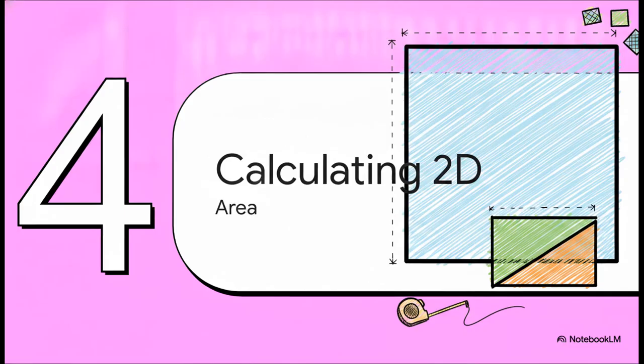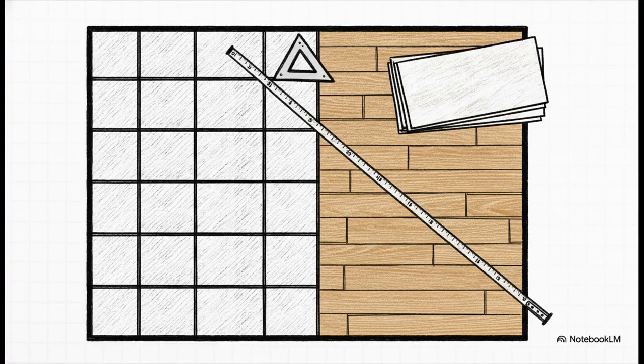Section 4. Calculating 2D, area, covering the surface. Now we're scaling up to 2 dimensions, the area. This tells us the total size of a flat surface. Whenever you hear things like square meters or square millimeters, boom, you're in 2D territory. Area calculations are absolutely vital for determining the quantities of materials that will cover a space.